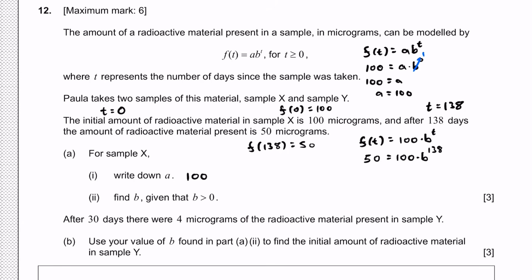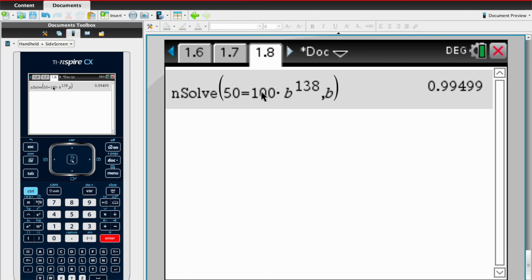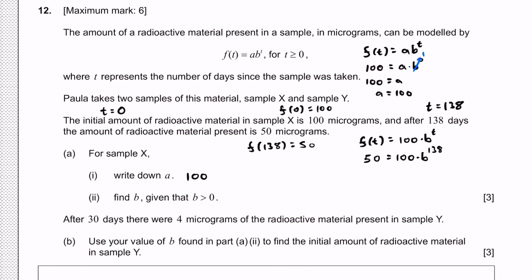We can solve this with logarithms, but I think it's going to be easier to use nSolve. So let's go to the calculator and do that. Menu, algebra, numerical solve. 50 equals 100 times b raised to the power of 138, solving for b. Okay, so b is equal to 0.99499, or to 3 sig figs, 0.995. Let's write that out. b is equal to 0.995. And I guess we could write that out here as well.